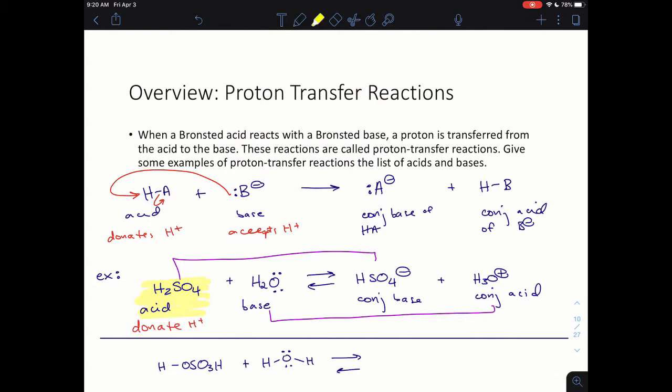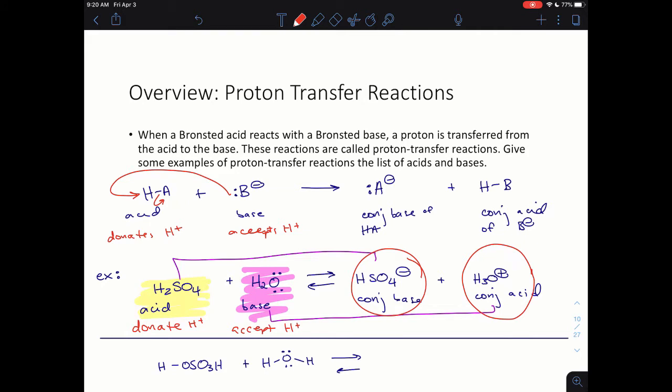Water is certainly going to act as a base and accept the proton in this case. Now, when sulfuric acid donates the proton, it will make its conjugate base. When water accepts the proton, it will make its conjugate acid. Let's draw the curved arrows.